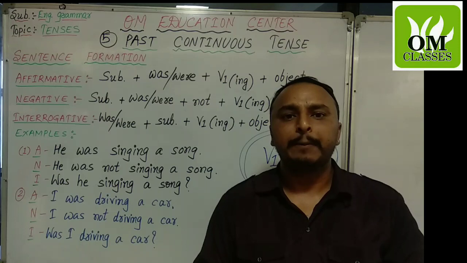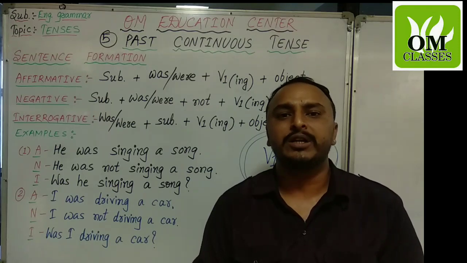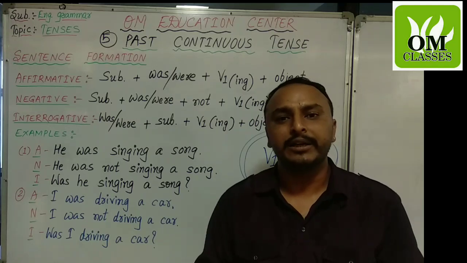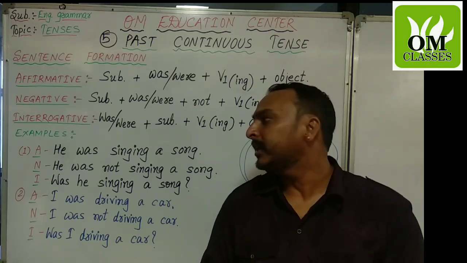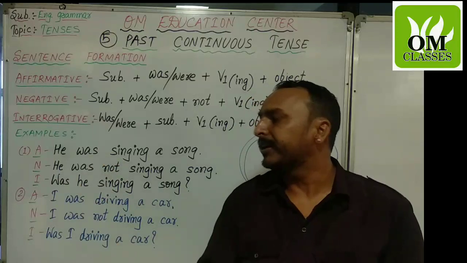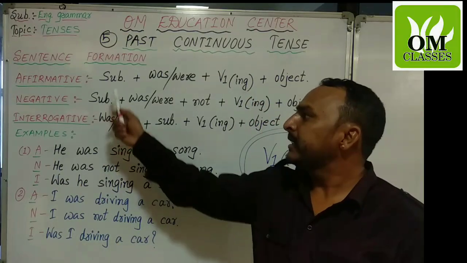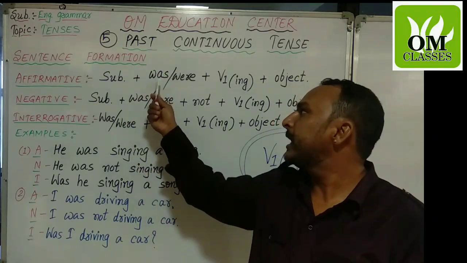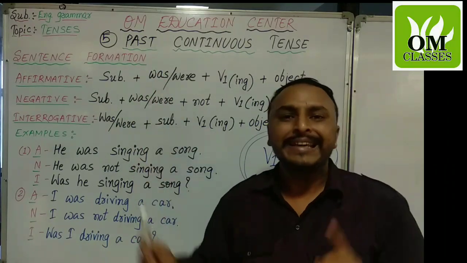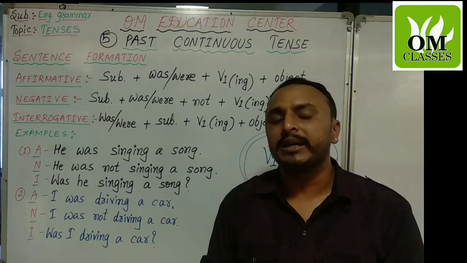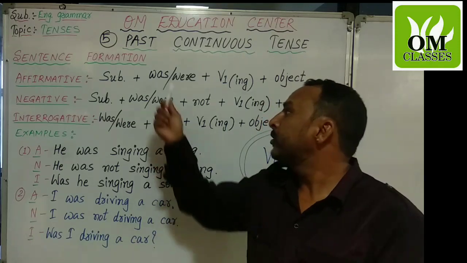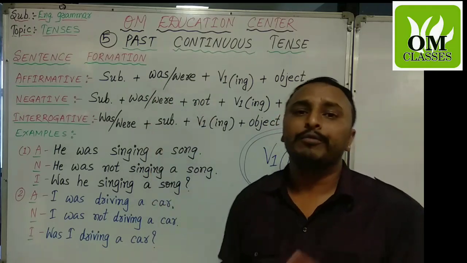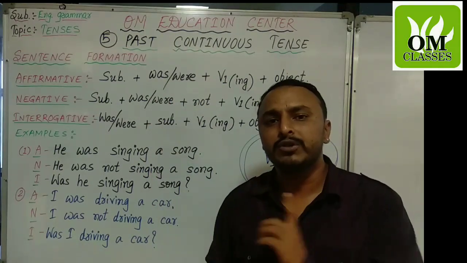Dear students, after studying the uses of past continuous tense, let's study the sentence formation of past continuous tense, and then we will study the examples. For the fourth tense, present continuous tense, we used is, am, are. Here, in their place, the verb is past. So what are the auxiliary verbs used here? Was or were. Now you should know when to use was and when to use were.